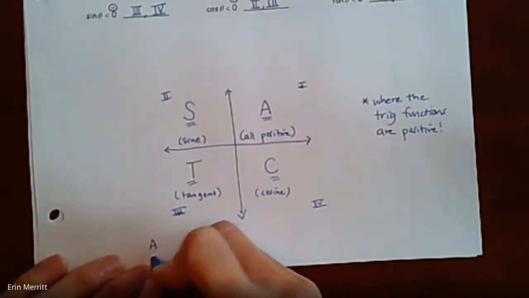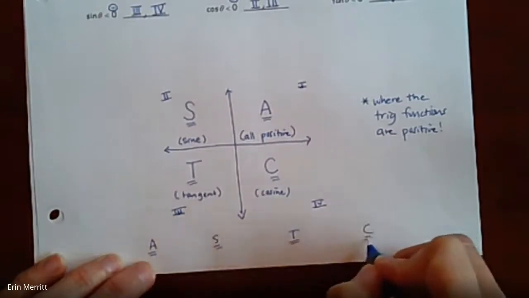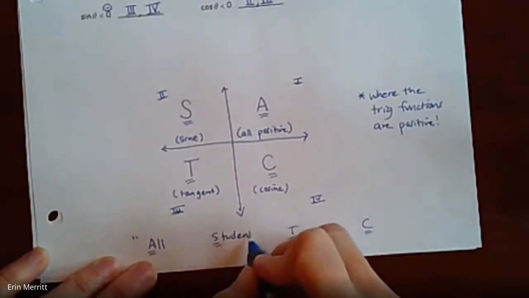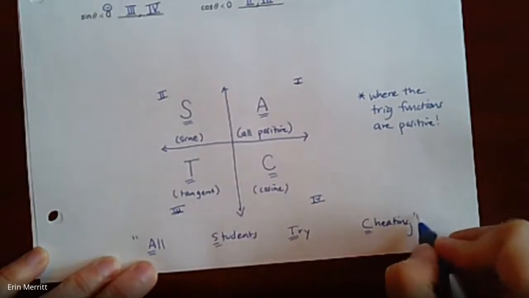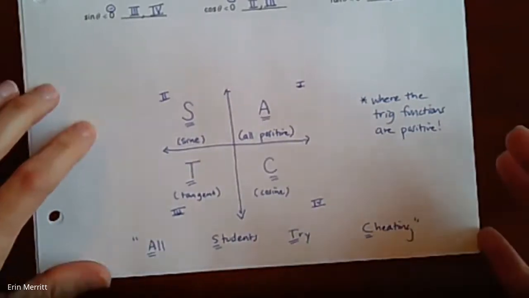So that's something we've got to think about. All right, but the way to remember A, S, T, C, a little mnemonic device, is to think of it as all students try cheating. It's mean, I know, and I know you don't all really try to cheat, but it's a fun way to remember it. So all students try cheating. You can come up with your own mnemonic device if you like. Otherwise, that's the one I'm going with.